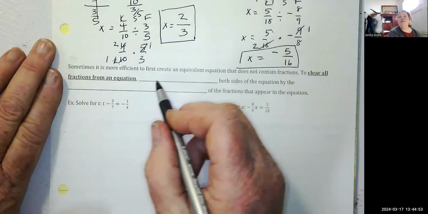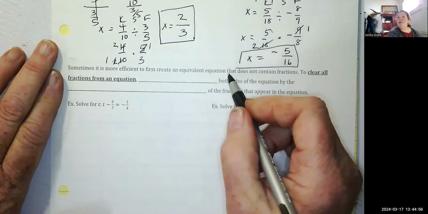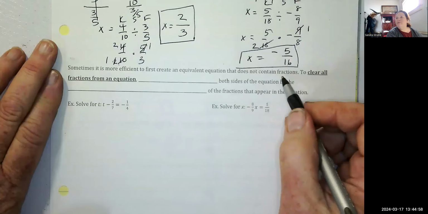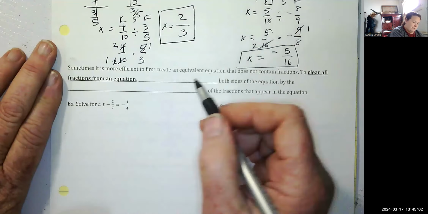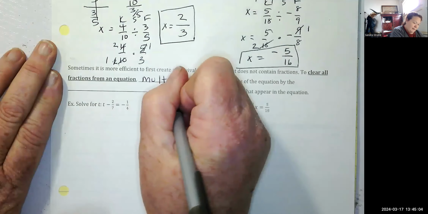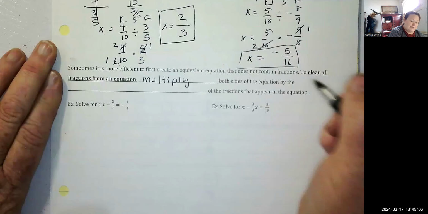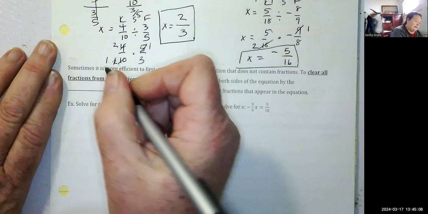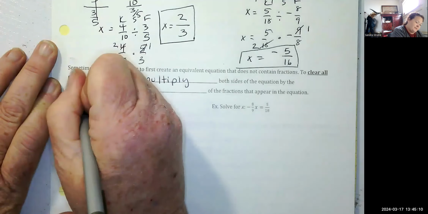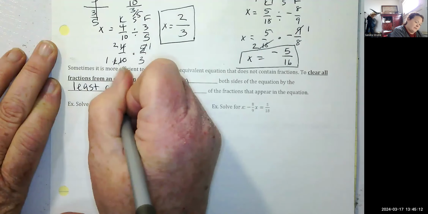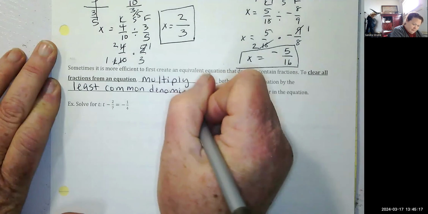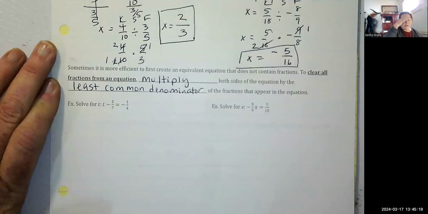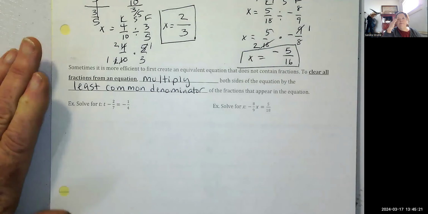Sometimes it's more efficient to first create an equivalent equation that does not contain fractions. To clear all fractions from an equation, you want to multiply both sides of the equation by the least common denominator of the fractions that appear in the equation.